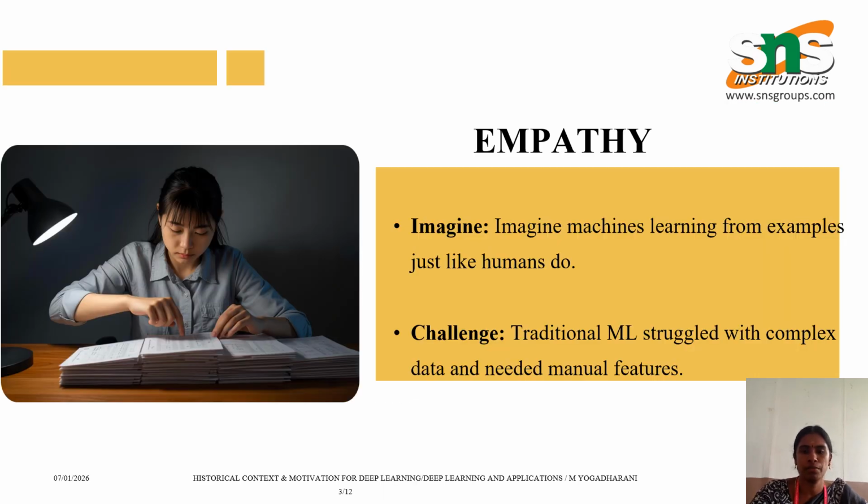In the next slide, the empathy part. Imagine how a small child learns to recognize a cat. Nobody gives rules like number of legs, size of tail, or shape of ears. The child simply sees many cats and learns automatically. Now imagine asking a computer to do the same task. Earlier, machine learning methods were not very good at this. They needed humans to manually tell the machines which features to use. This was a big limitation. So this difficulty is the main reason why deep learning was developed.